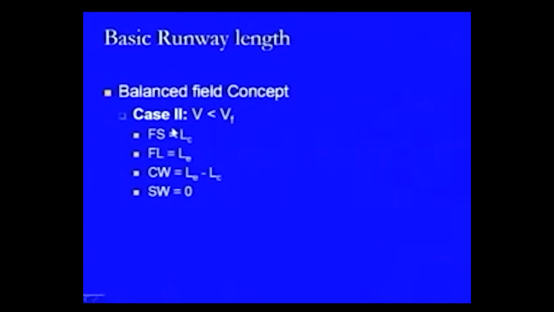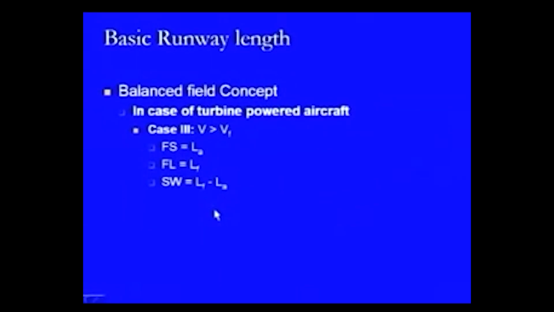Whereas there can be another case too, where the speed is less than the failure speed. In that case, the values of the full strength runway strip, the field length of the runway or the clearway or the stopway will be given as being shown here in terms of LC, LE, or the difference between LE and LC respectively, where for a stopway it will be a 0 value.